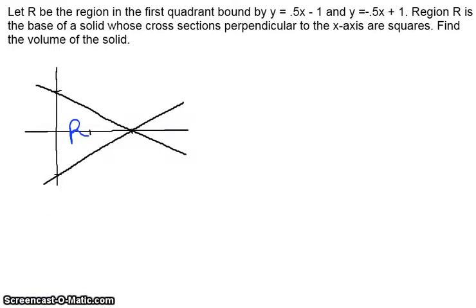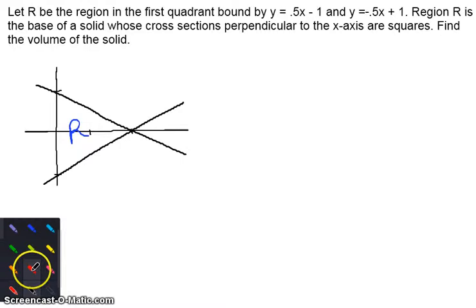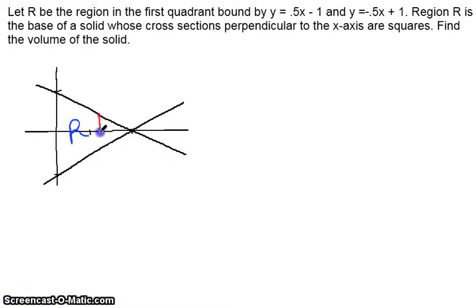Now if we keep reading, it says the cross sections are perpendicular to the x-axis. That tells us that we want the cross sections to look like that. So we know now we have a top minus bottom situation, so we are going to want to integrate with respect to x. This is the type of problem where you're more than likely going to have to integrate with respect to y, and we'll know when we have to integrate with respect to y because they'll say our cross sections are perpendicular to the y-axis.